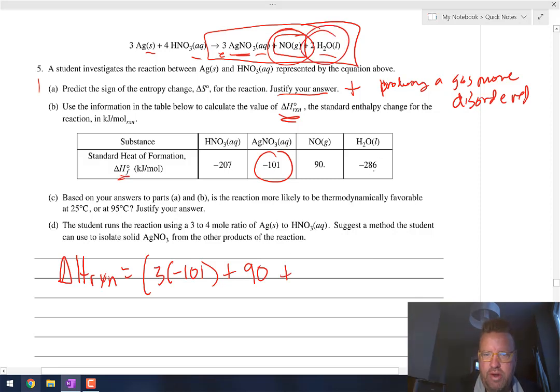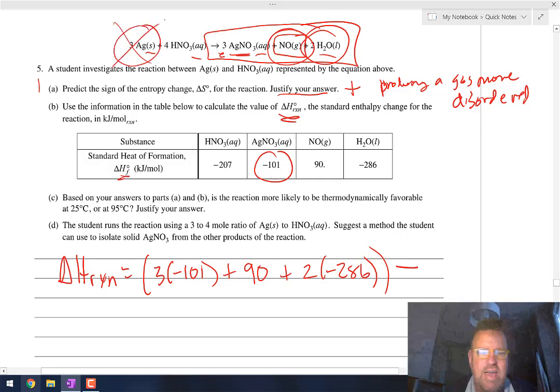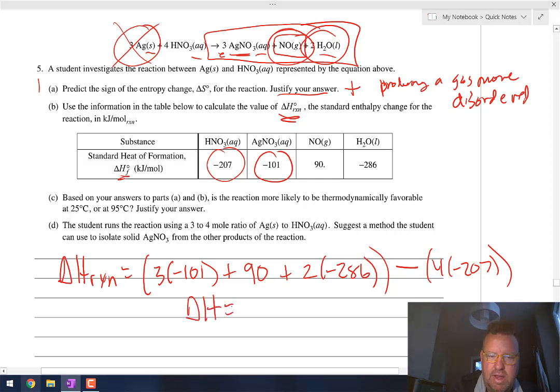And then we've got 2 waters in the liquid form, so 2 times negative 286, and that is the sum of the enthalpies of formation of the products. So it's the enthalpy of formation of the products minus the enthalpy of formation of the reactants. Silver's in its elemental form, so it does not have an enthalpy of formation. However, HNO3 does, and there's 4 of them, so that's minus 4 times negative 207. And then you simply add and subtract and do what you need to do there. The enthalpy change is a positive 43 kilojoules per mole. Units not required there.